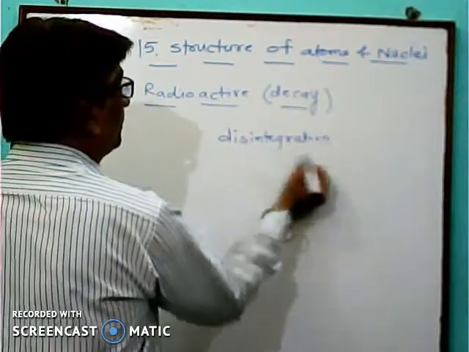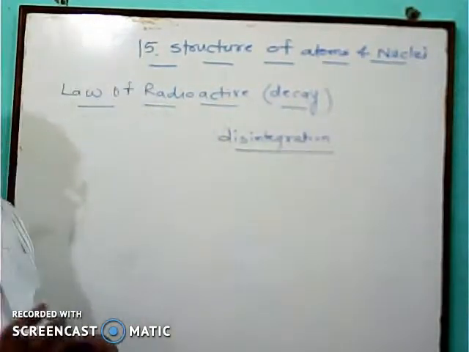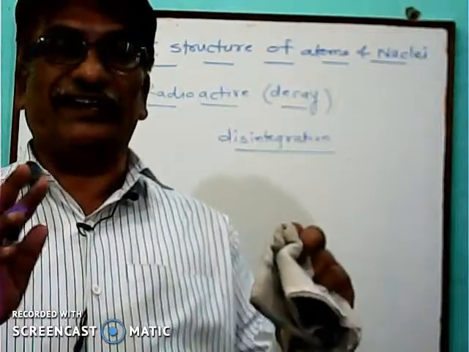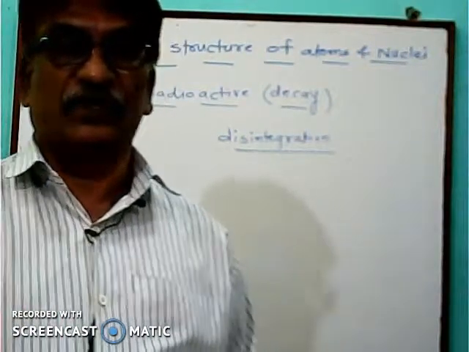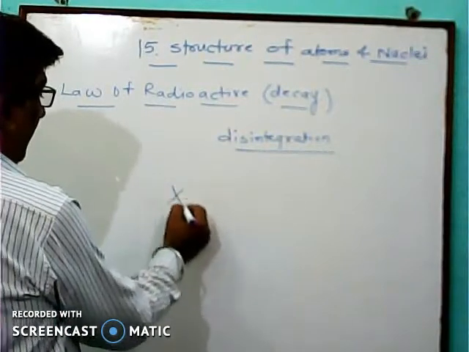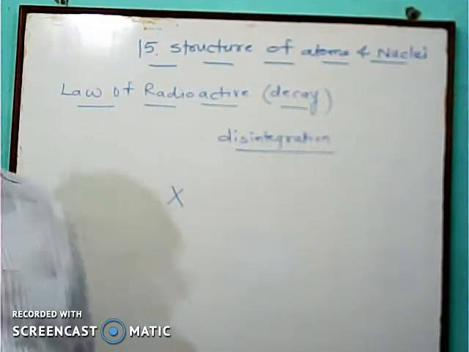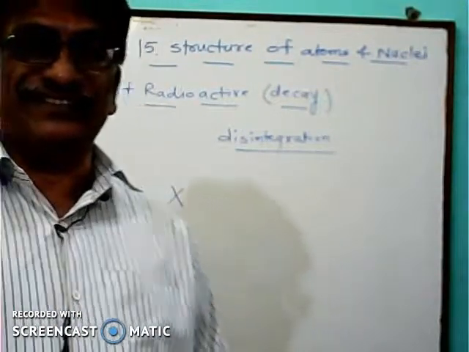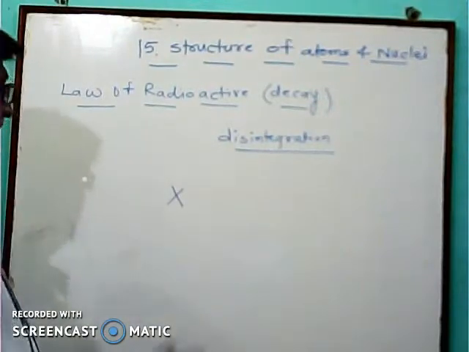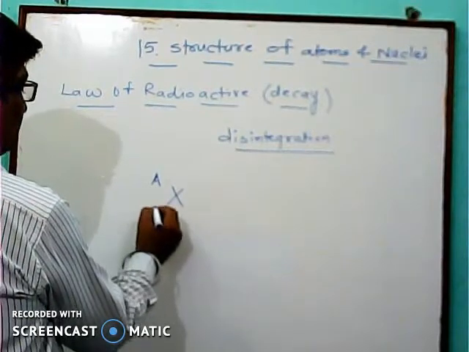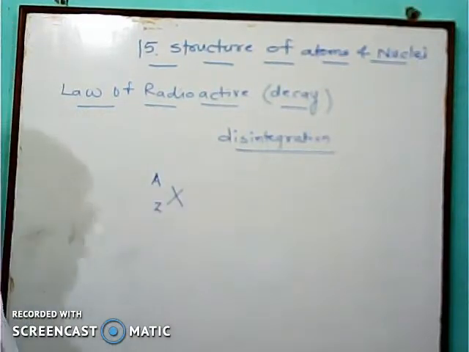So first of all, we want to study a radioactive element. Suppose a radioactive element X is there, having atomic mass number A and atomic number Z.